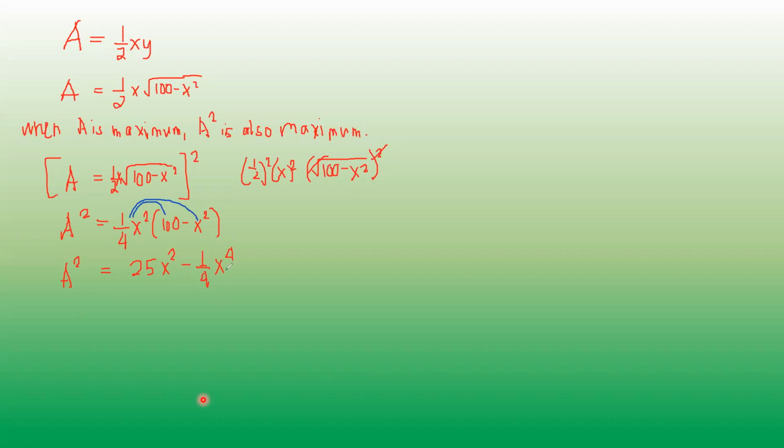Mas madali siya ngayong i-differentiate kumpara doon sa equation na to. No? Kasi ito may radical pa, mahaba yung pag-differentiate. Ngayon ito, since sabi ko ang area ay maximum, yung a ay maximum, so we can take a squared is also maximum. Kaya ang ginawa natin is in-square natin buong equation para maging a squared yon. So pag sinimplify mo na, magiging 25x squared na lang minus 1/4 of x raised to 4.